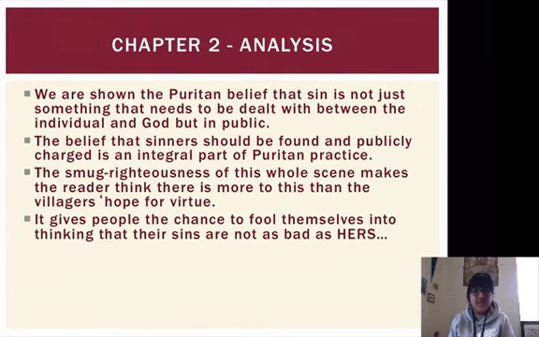So this chapter focuses again on this Puritan belief that sin is not just something that needs to be dealt with between the individual and God, but in public. Sinners should be publicly charged and pointed out as examples. What's interesting about this chapter is that the way the narrator tells it, there's a kind of smug righteousness to this whole scene that makes the reader think, well, I think it's not just about keeping virtue and making sinners examples. I think it's about something else here.